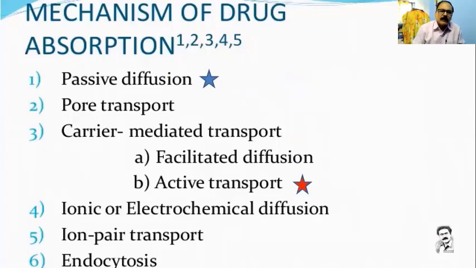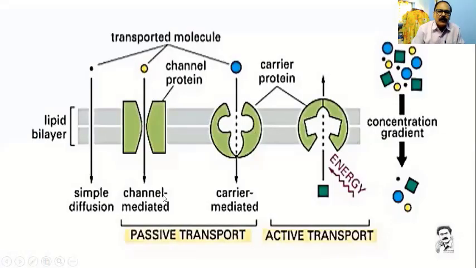Mechanism of drug absorption. There are different ways of absorption, but in our syllabus we have passive diffusion and active transportation. These are included along with endocytosis. We are going to discuss these. When the drug is entering, it meets a lipid bilayer. The cell is made of lipid, having 2 layers.